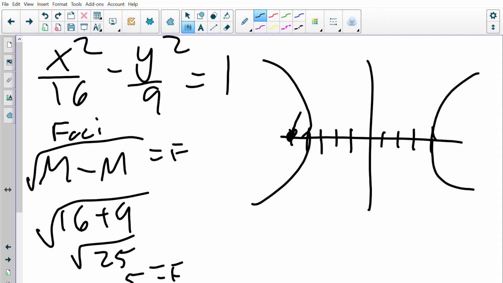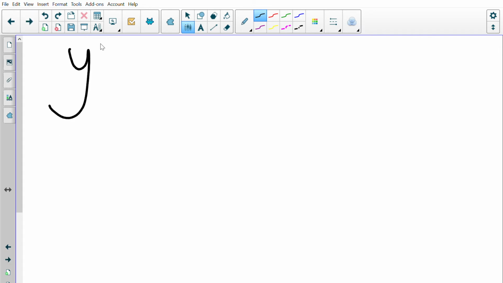And then this is my rope attached to that one. And then 1, 2, 3, 4, 5. So there are my two foci. The last thing that we would have to do is figure out how much we should curve these guys. And our equation for that is always going to be y equals plus or minus b over a x.